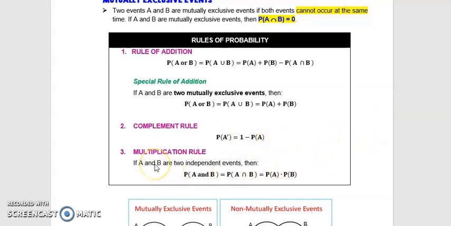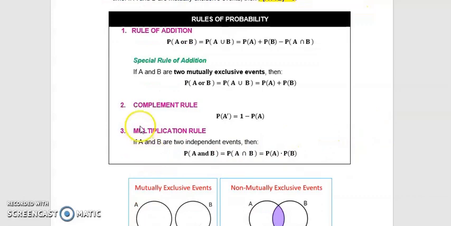Then the multiplication rule. If A and B are two independent events, not mutually exclusive, so here independent events, then the probability of A and B, which can be written as the probability of A intersect B, is simply equal to the probability of A multiplied by the probability of B. So intersect, multiply; union, plus.